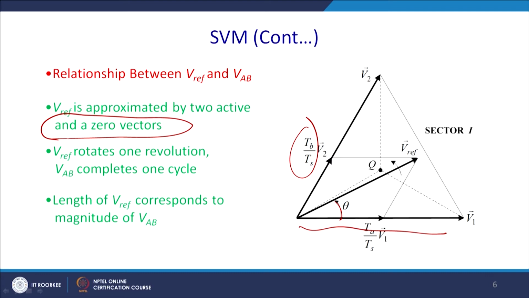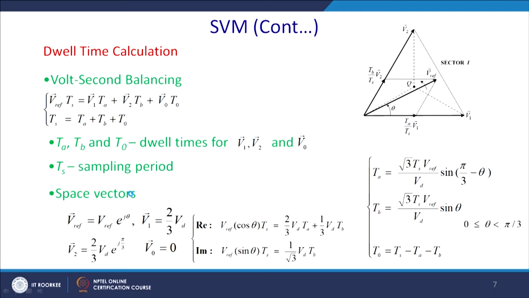Vref rotates one revolution and VAB completes one cycle. So, the length of Vref corresponds to the magnitude of VAB. Now, we shall go for the volt-second balance method, that means basically you are balancing the flux. So, Vref into Ts we can write should be equal to V1 into Ta plus V2 into Tb, and for the rest of the time you will apply the null vector to balance the value of Ts. So, Ts equal to Ta plus Tb plus T0, where Ta, Tb and T0 are the dwell times for V1, V2 and V0, and Ts is the sampling time.